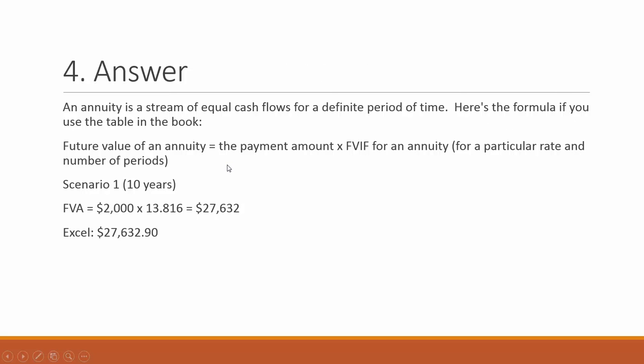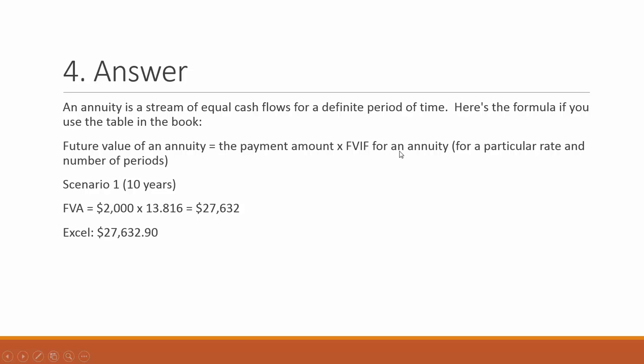You can look at the solution that's online to check out the what if, the second scenario with the 30 years. Here you have to make sure you're using the correct table in the book. You've got to look for the future value of an annuity table. And so in the first scenario here, we have $2,000 times 13.816. That 13.816 is the future value interest factor for an annuity, okay, based on this problem.